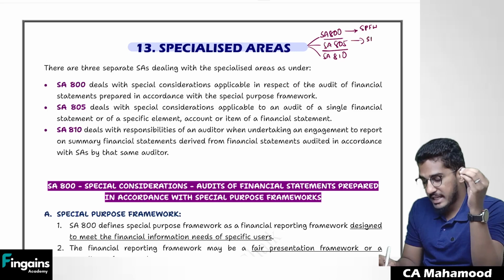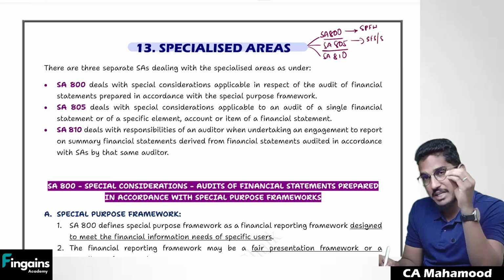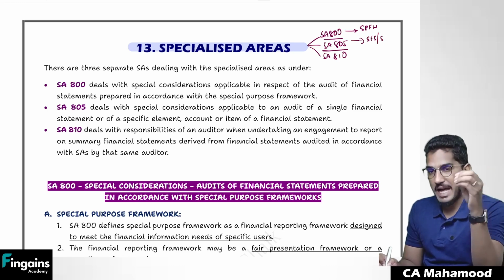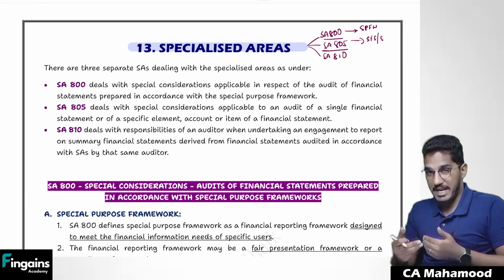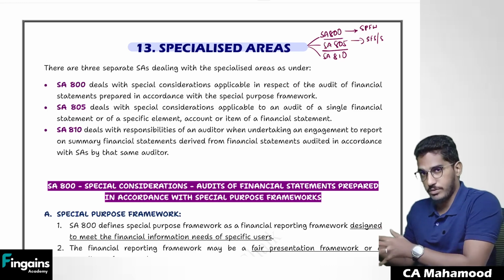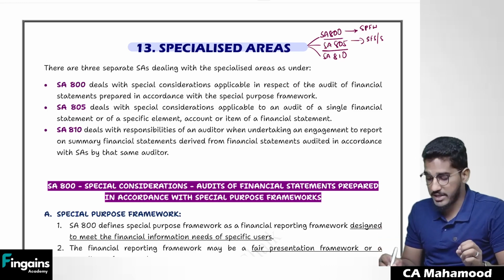Then if you come to SA 805, this standard is going to talk about what happens if a client is asking you to conduct an audit of a single financial statement or a specific element of the financial statements. What you are supposed to do, when you can accept, when you cannot accept, and if you have accepted, what considerations you have to keep in mind, what areas you have to focus on, how you have to give the report. All that guidance is given in SA 805.